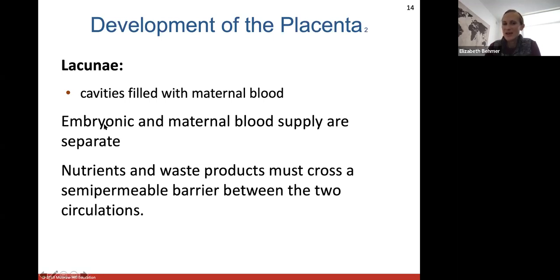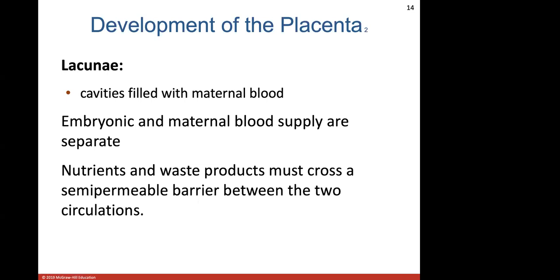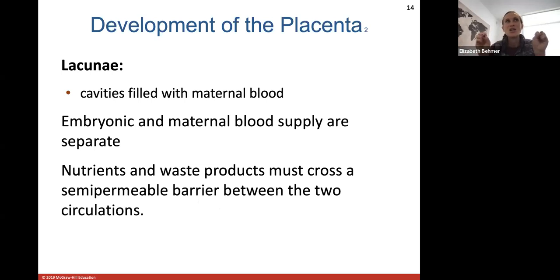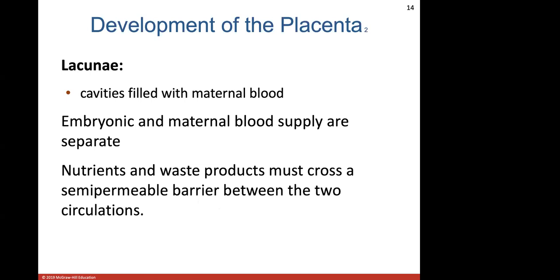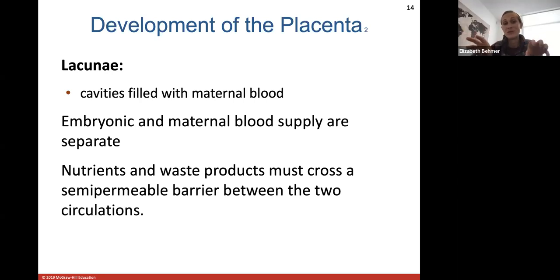Always remember that embryonic and maternal blood supply are kept separate, although antibodies can cross over the placenta. Nutrients and waste products must cross what we call a semi-permeable barrier between the two circulations. So some things can cross the placenta barrier, but blood cannot. When we talked about blood typing and the Rh factor, if the maternal blood is exposed to the baby's blood at birth, it can make antibodies. And later on, antibodies from the mom can pass to the embryo.